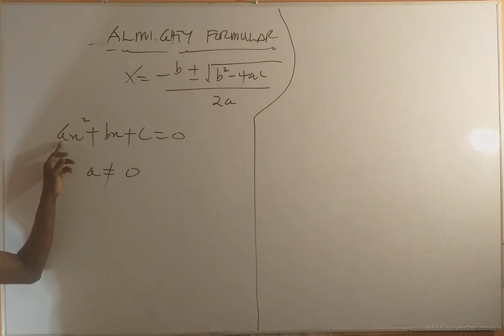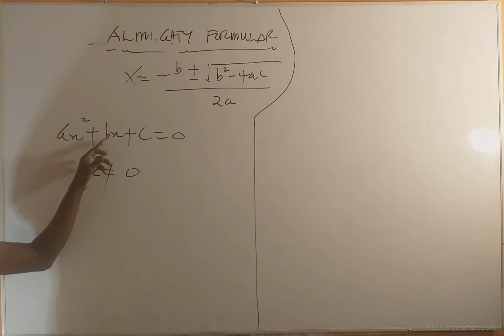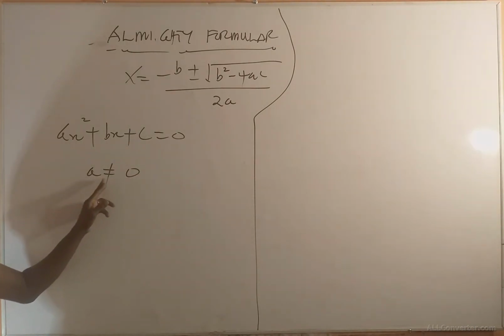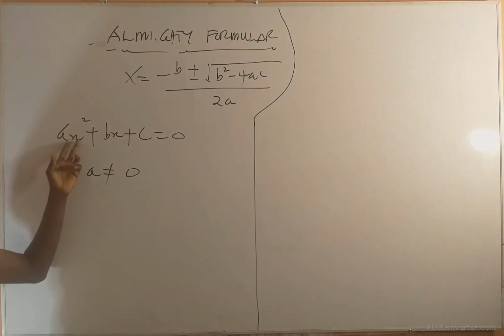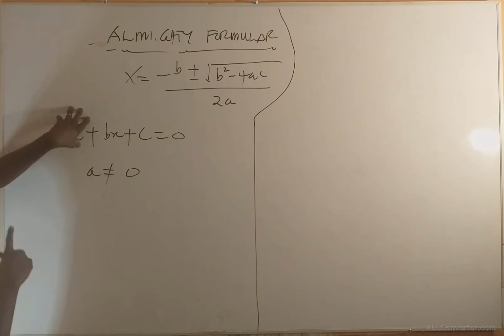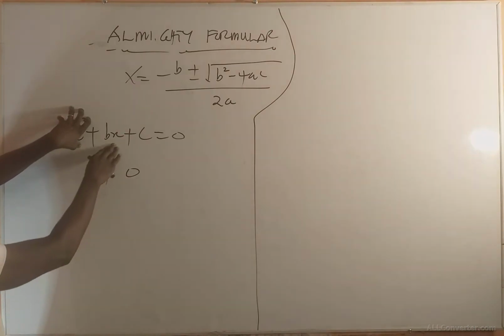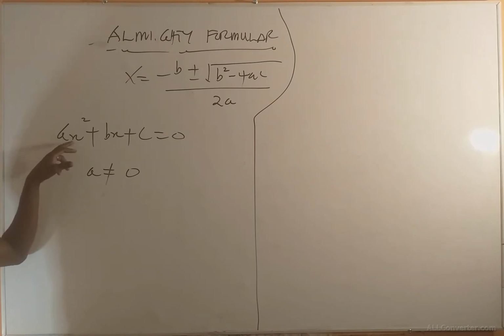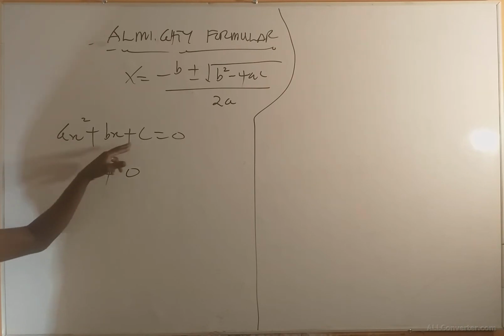The a is the coefficient of the square term, the b is the coefficient of the x term, and c is the constant. We are saying that a must not be equal to 0 because it is the square term that determines the quadratic nature of that function. If a equals 0, then a times x squared will be 0. That means the square term is no more, and therefore it is no more quadratic, but rather linear. For it to be a quadratic equation, the coefficient of the square term must not be equal to 0. So the general form of a quadratic equation is ax squared plus bx plus c equals 0.